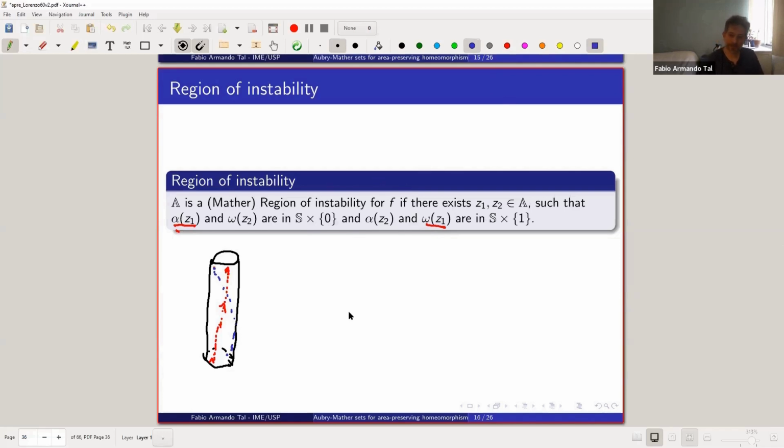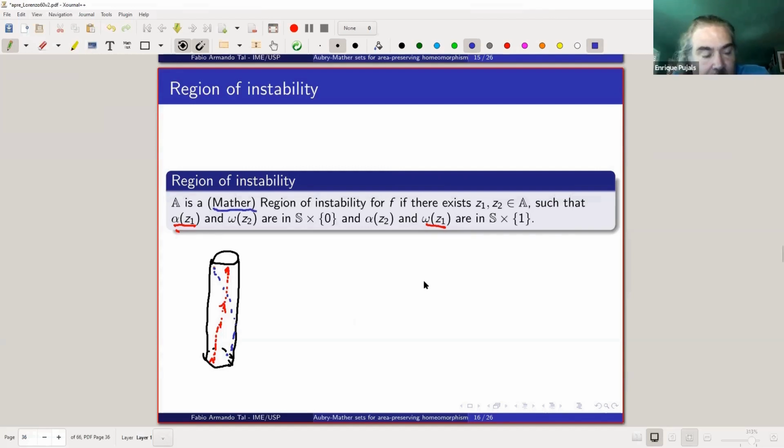I don't want to be very technical, but there is an intermediate idea of instability, which is called the Birkhoff region of instability, which says that you cannot find any two subannuli which are invariant. But for those which are more directly connected to the area, whenever I speak of region of instability, I'm just going to speak about Mather regions of instability.